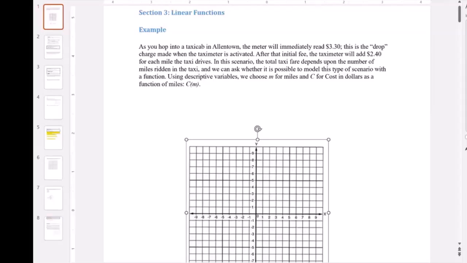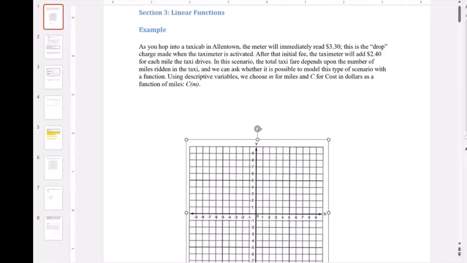Hi, everybody. Today we're going to be going over section 3 from chapter 1 on linear functions. And we're going to start off here with an example. So let's read the example.